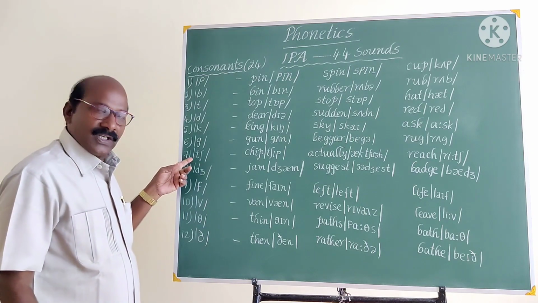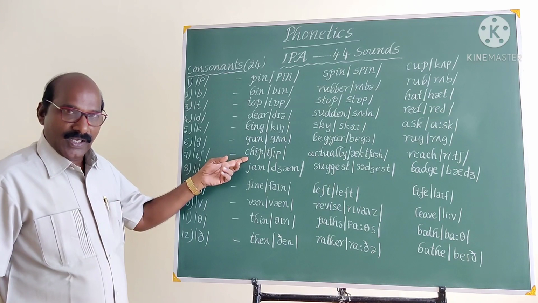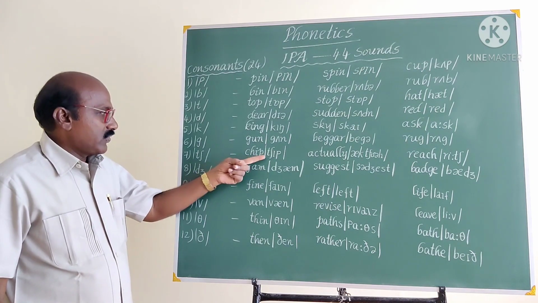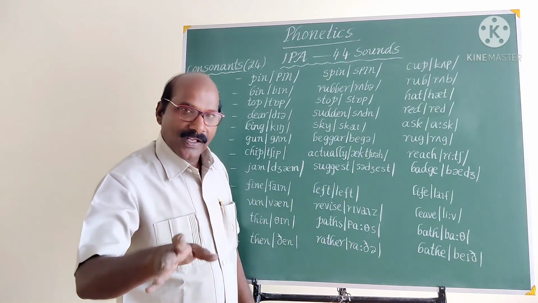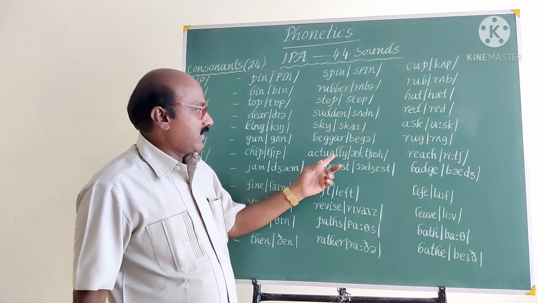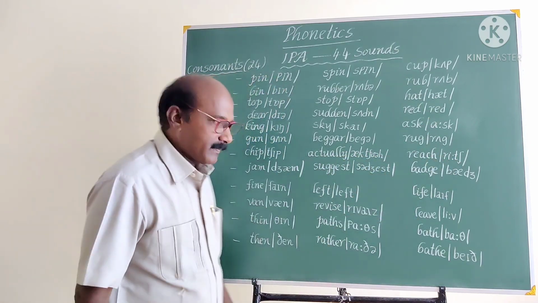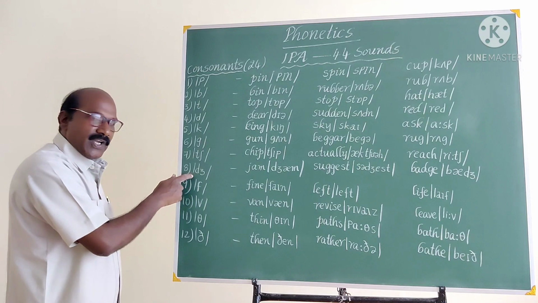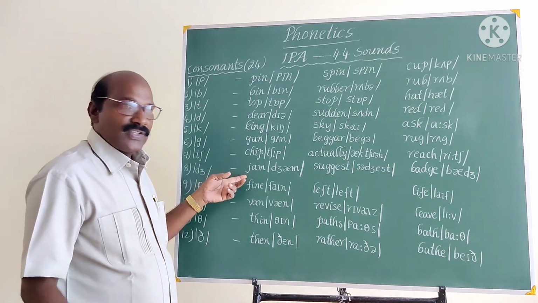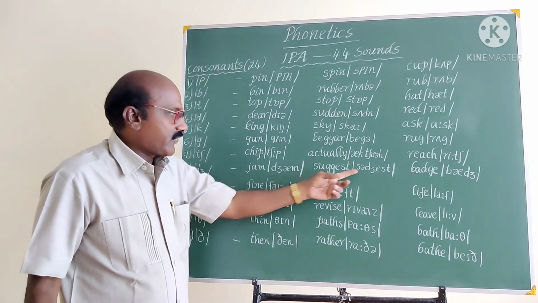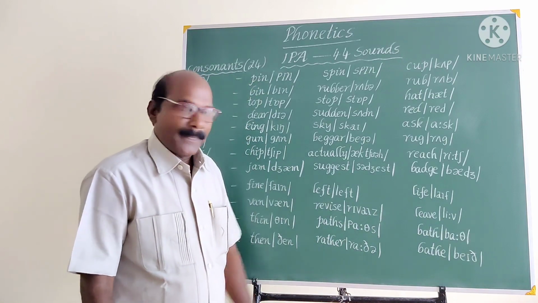This is ch, as in chip. Initially it occurs as in chip. Medially, actually. Finally, reach. This is j, as in jam. Initially, jam. Medially, suggest. And finally, batch.